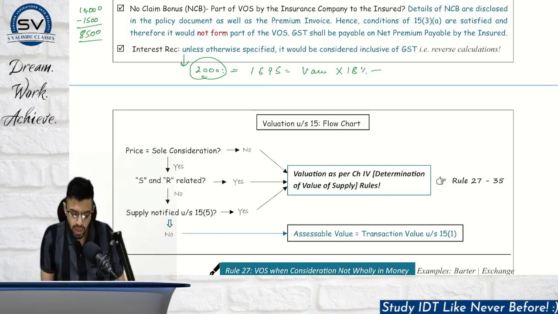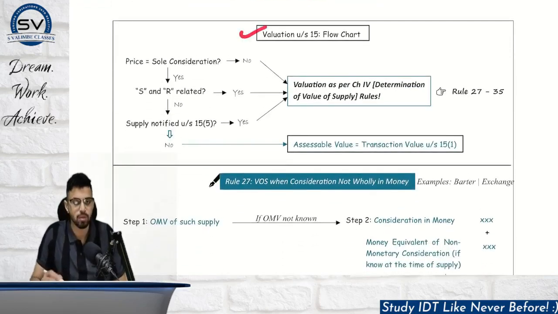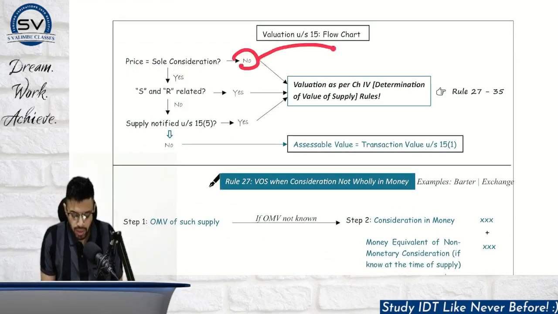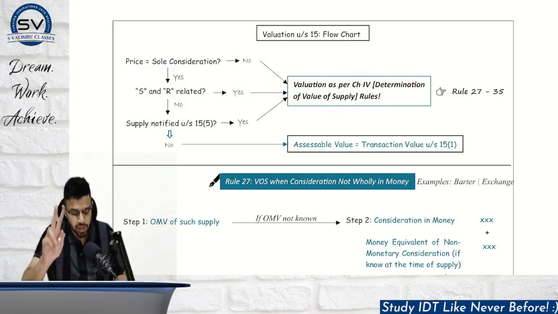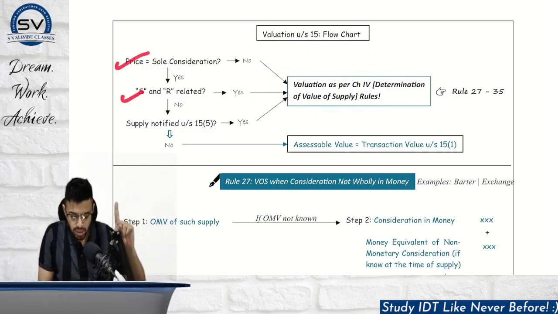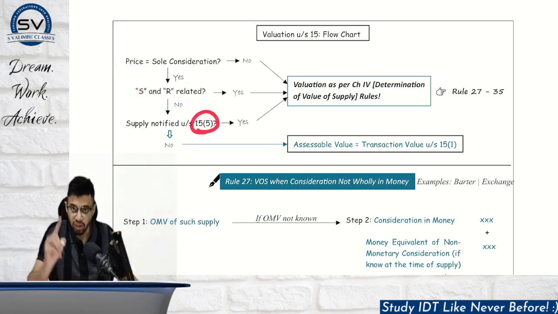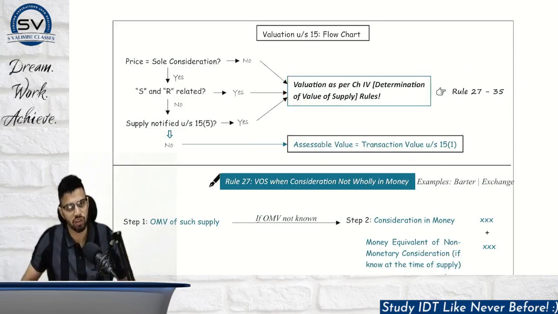Okay, there is a short flowchart that I have made for the purpose of valuation under section 15. Let's see. First condition is whether price is the sole consideration. If no, directly you go to rules. If price is the sole consideration but supplier and recipient are related, second condition not met, you go to the rules. Both conditions need to be met, that is, price is the sole consideration and supplier and recipient are not related, and finally you see whether this is a notified supply under 15.5. If not, then your assessable value is the transaction value. Otherwise, you have to refer rules 27 to 35 that we saw.